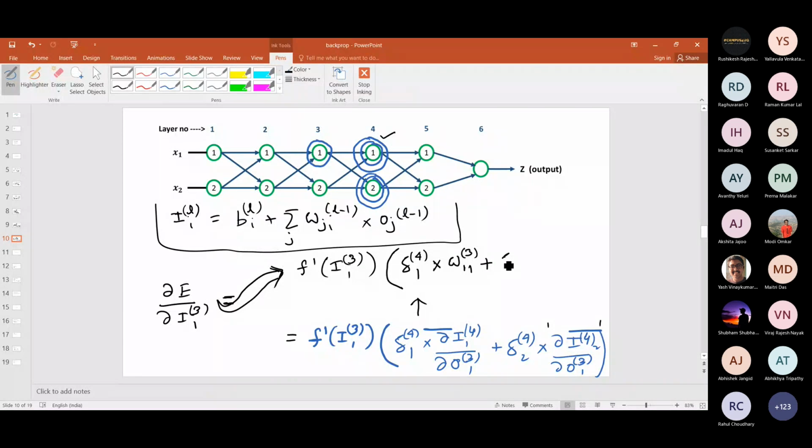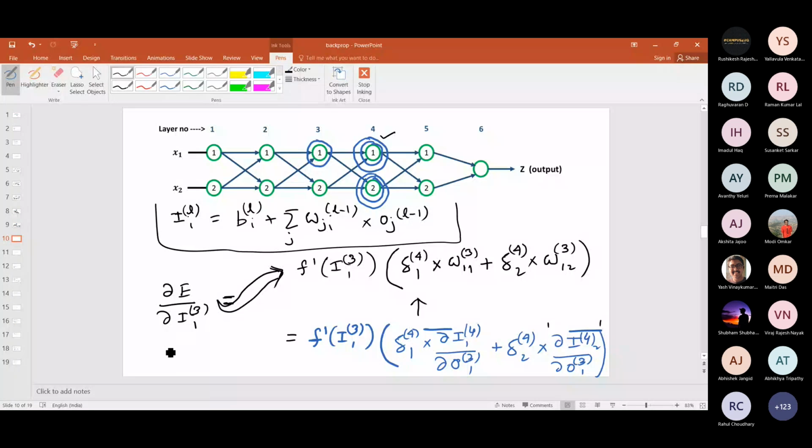Plus, then it is delta 4 2 into what would be this one? Any idea? W what? W of 1 2 layer 3. Yes. So that is exactly the thing that basically we can compute. Okay, that is how basically we can compute. So this is the essence of the backpropagation. Okay, so you are essentially computing.